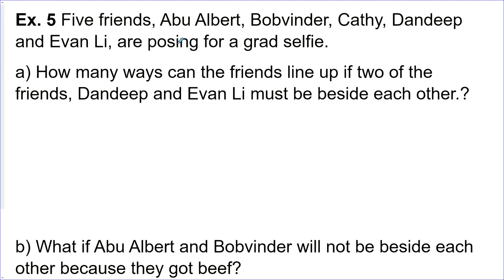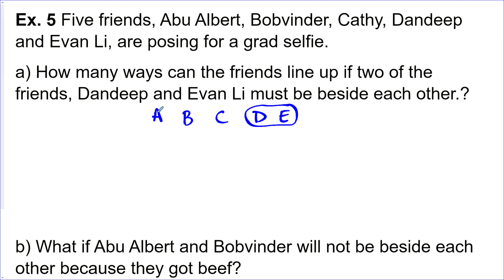5 friends, Abu Albert, Bobvinder, Cathy, Dandeep and Evan Li, are posing for a grad selfie. How many ways can the friends line up if 2 of the friends, Dandeep and Evan Li, must be beside each other? So we've got Abu Albert, we've got Bobvinder, we've got Cathy, Dandeep, and Evan Li. And these guys want to be beside each other, and everybody else can just line up however they want.